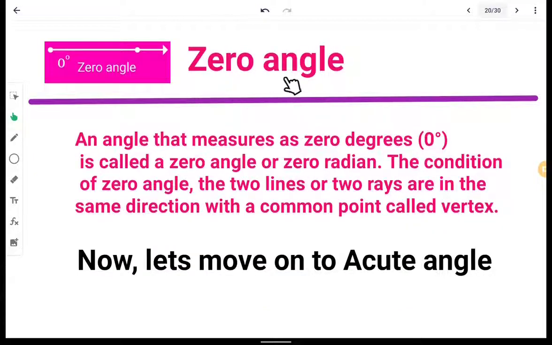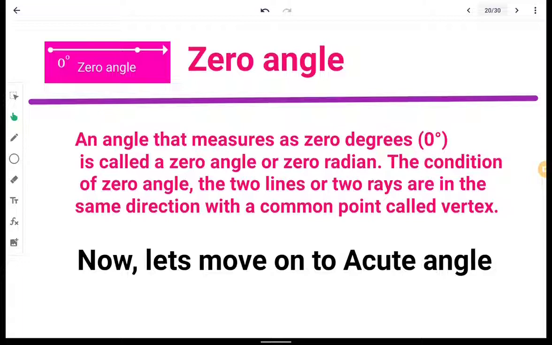0-degree angle. This is an angle that measures 0 degrees. I already told you, right? This angle is also called the 0 radian. You will learn about radians in higher classes; it's a little different from angle. The condition of a 0 angle is that the two lines or the two rays are in the same direction with a common endpoint called the vertex. I already told you, so you can just take a look at the definition.